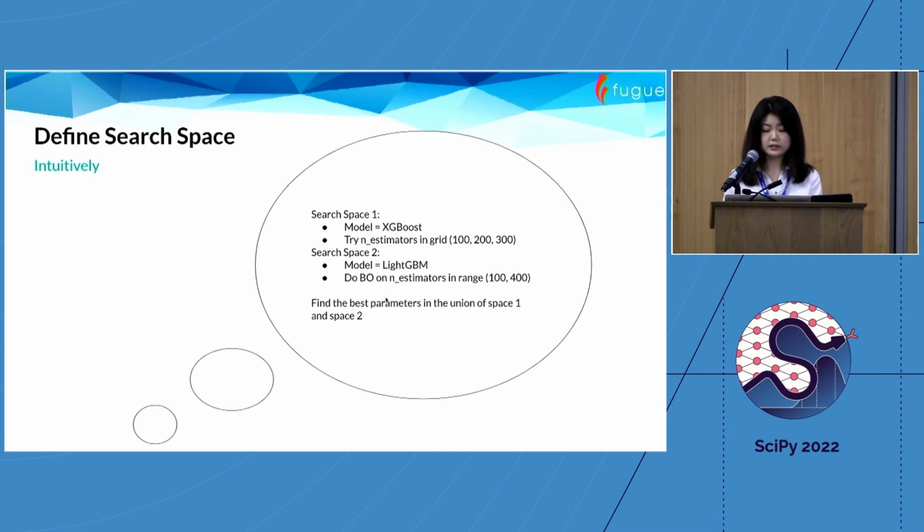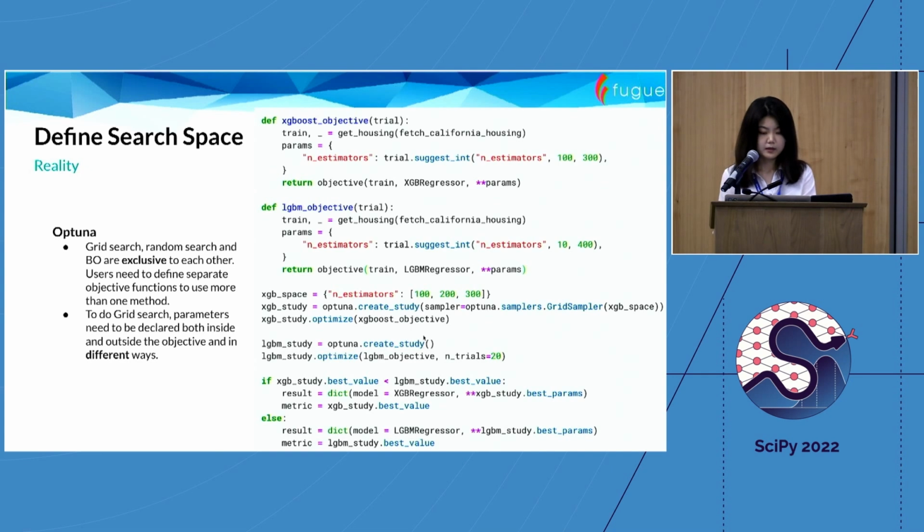And this is really simple and easy logic, right? Now let's code it. As you can see, even using the simplest existing tuning framework, Optuna, the code would be this long.